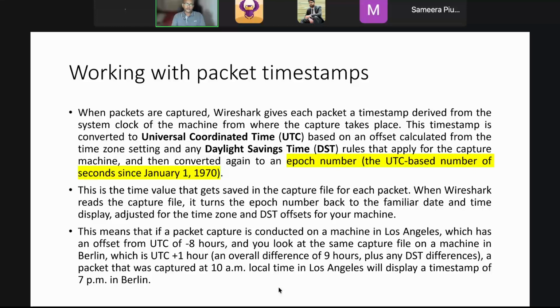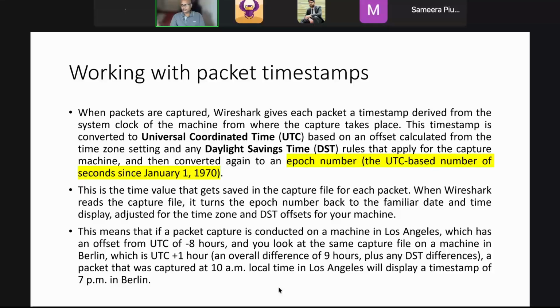Okay, let's start on working with packet timestamps. When packets are captured, Wireshark gives each packet a timestamp. When you capture with Wireshark on your own machine, Wireshark gives each packet a timestamp derived from the system clock of your machine. We discussed that each and every machine has a clock. Based on the system clock, it gives a timestamp and shows it to us in the packet capture. In that case, if you are capturing on your own laptop or computer, the time reference is the time on your own laptop, the clock of the machine.